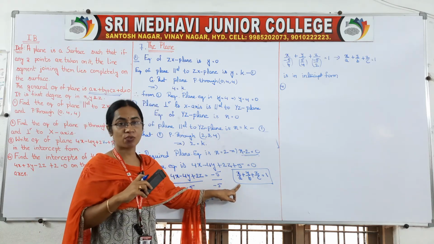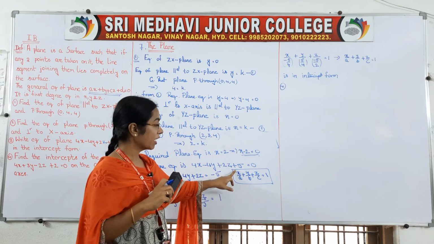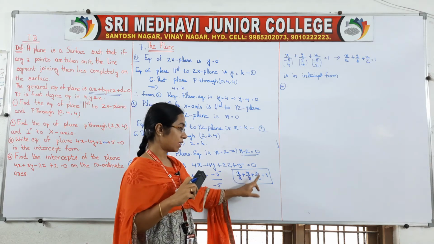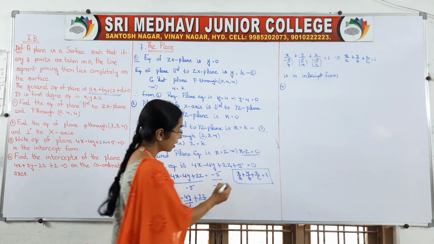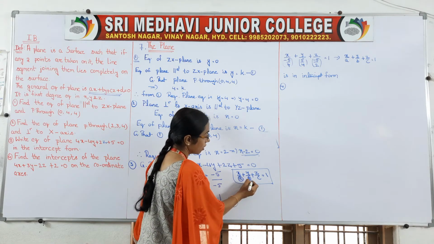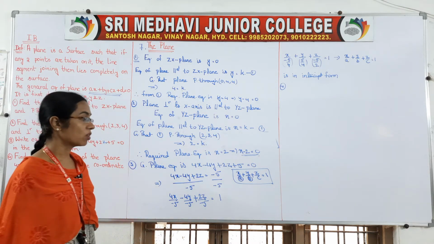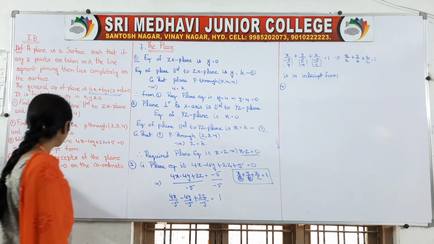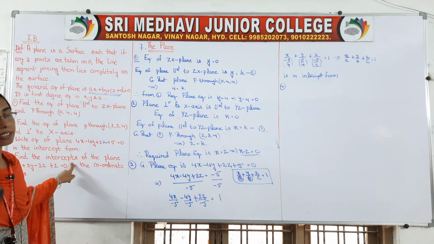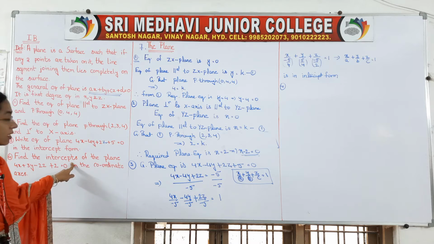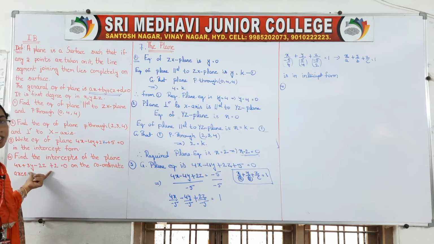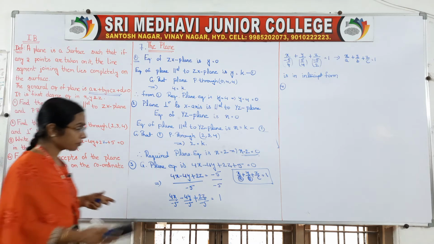If we transform the equation into this form, x by a plus y by b plus z by c is equal to 1, then a is called the x-intercept, b is called the y-intercept and c is called the z-intercept. So finding the intercepts means we have to find the x-intercept, y-intercept and z-intercept for the given plane equation. We have to transform the equation into that form, then we can easily recognize the intercepts.